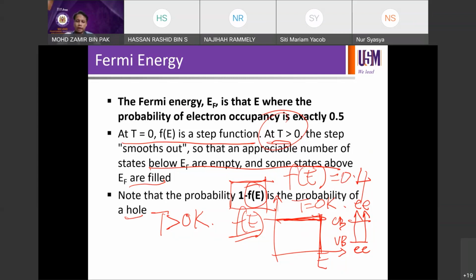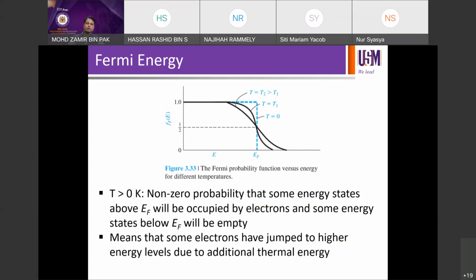Okay, so when you look at the questions later on, if you get a question, you have to look at the question exactly, whether the question is asking you for the probability of finding an electron or the probability of finding a hole, or the probability of finding the state is empty, which is a hole. So you have to read the question well, and then you have to calculate accordingly whether it's Fe or 1 minus Fe, right?